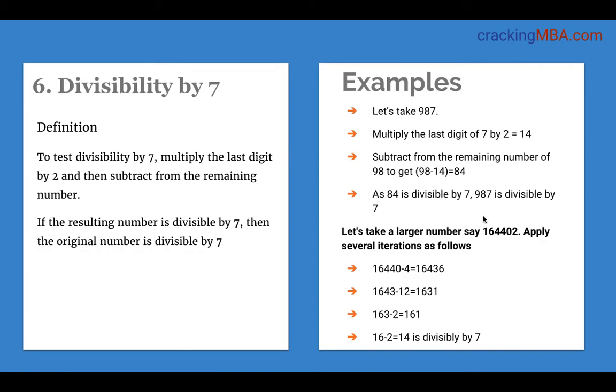Now this is a small number. Let's take a larger number, say 164402. Here we apply several iterations. We say 16440 minus 2 into 2, which is 4, you get 16436. 1643 minus 12 is 1631. 163 minus 2 is 161. 16 minus 2 is 14. So 14 is divisible by 7, which means 164402 is also divisible by 7.